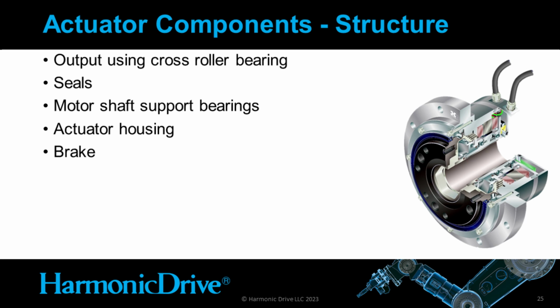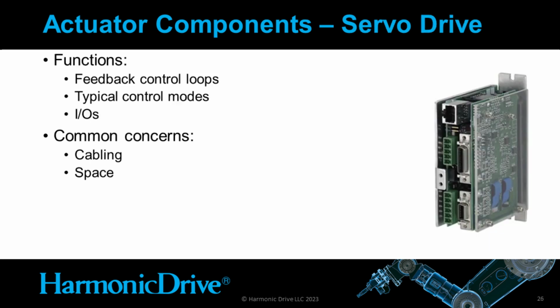So the remaining components that I have here, I can't go into much detail because I do have many more things to talk about, but other things that are included in actuators are the output using cross roller bearing. So typically on the output, you'll have a cross roller bearing to support moment loading, seals to support environmental effects, motor shaft and support bearings, and of course the housings that hold everything together. And in some cases, we have safety brakes as well, which prevent operation when not powered.